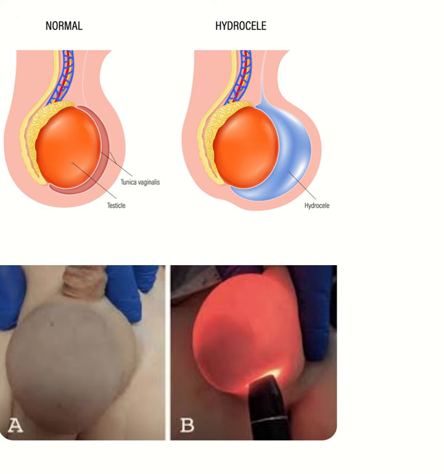scrotum. A light source is placed against the scrotum. If the mass is fluid-filled, it will glow or transmit light, while solid masses will not. This is clinically significant and commonly used to differentiate between hydrocele and other scrotal conditions like hernia and tumor. In hernia and in tumor, this illumination test is negative.